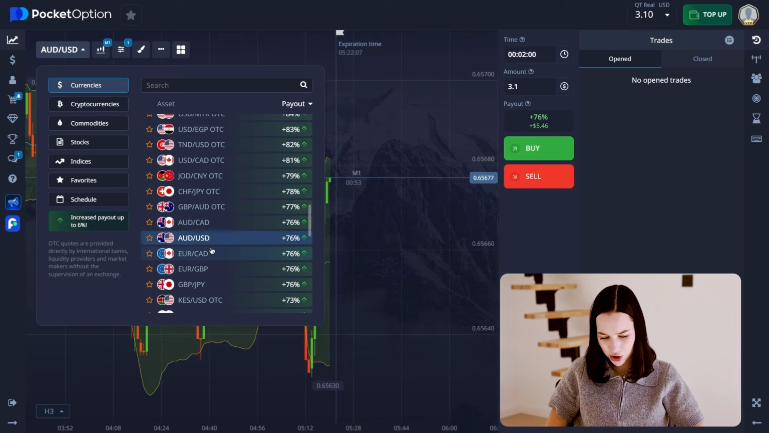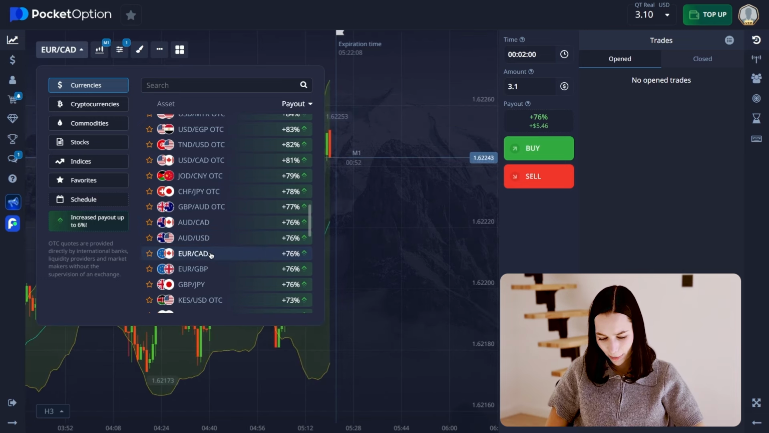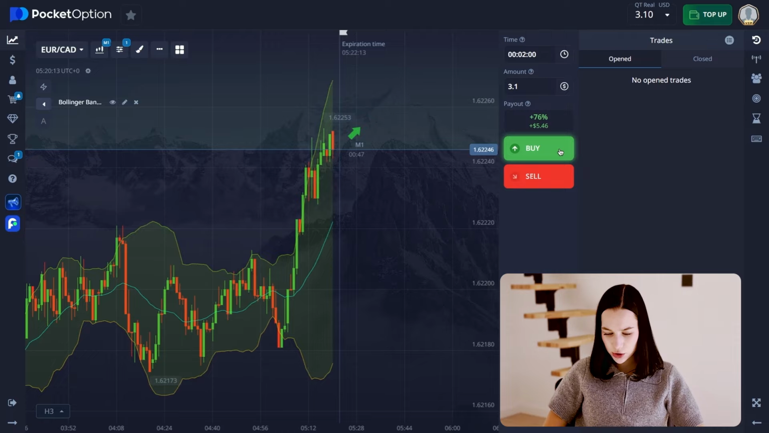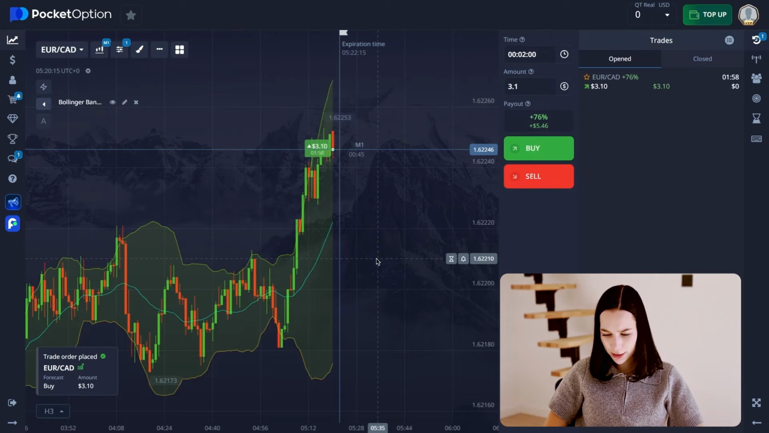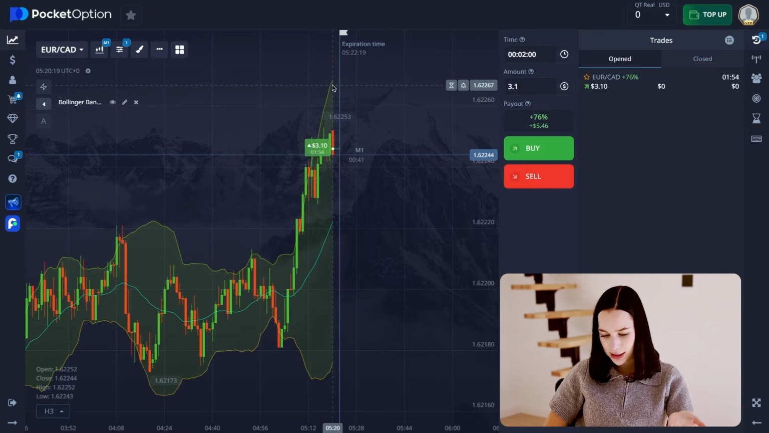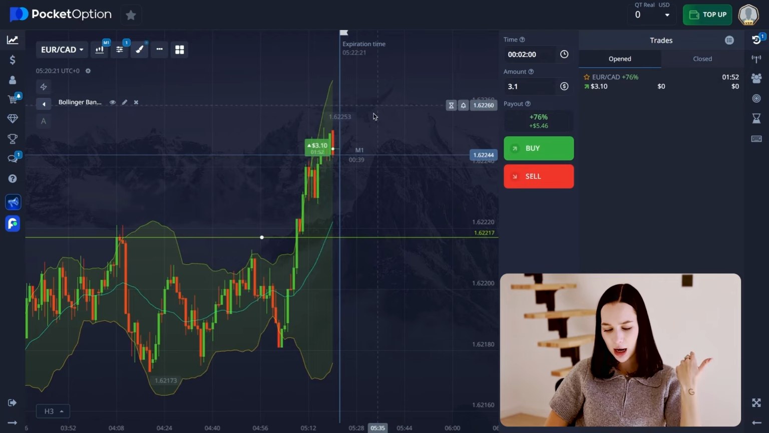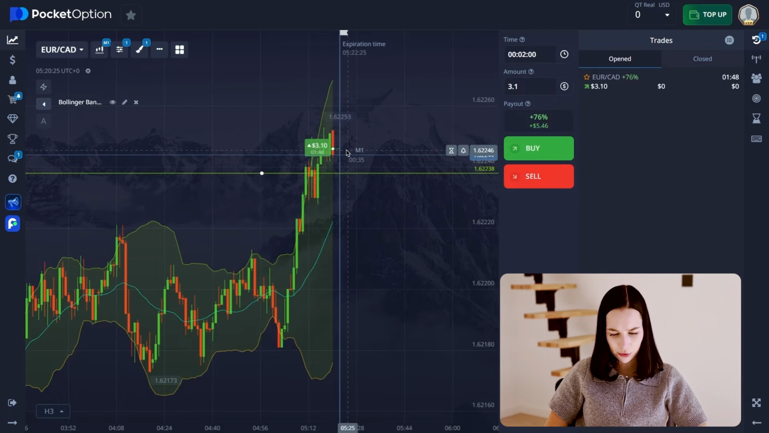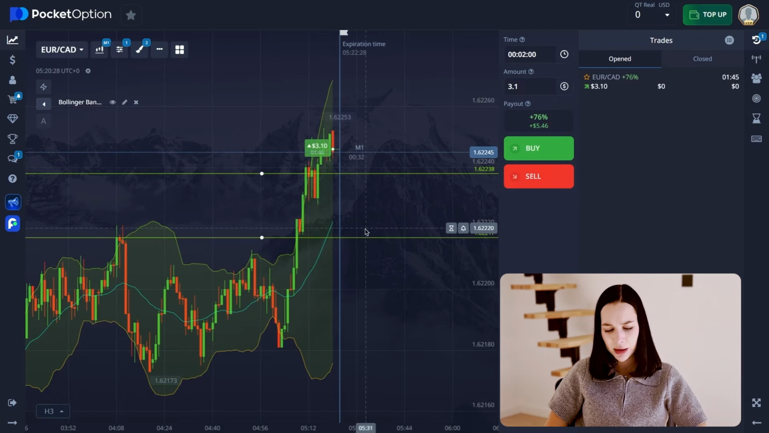So now we're gonna change the currency pair. Okay, for example, euro and Canadian dollar. So here we definitely open a buy trade for 2 minutes because here we can see a really perfect upward trend. So now we can see this is the range of our price where it's moving.